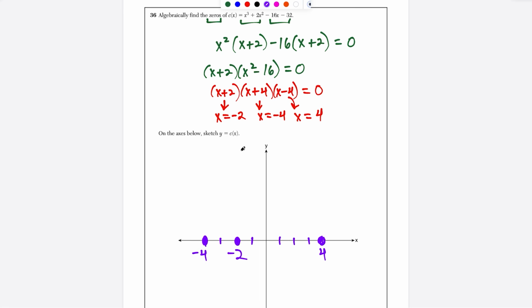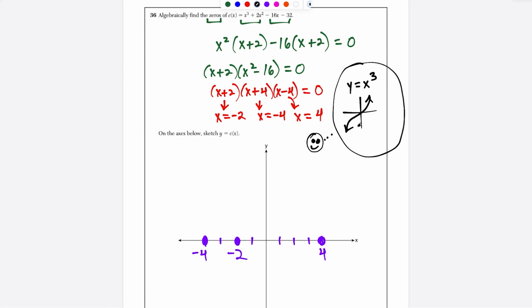And now from here, we could use the calculator, but a nice little trick that you could use is when you're thinking about the end behavior of a polynomial. The end behavior of a polynomial is entirely determined by the leading term. So here, notice that the leading term is x to the 3rd power. So I have y equals x to the 3rd. That's what I'm thinking about. And for this graph, it goes like this. And what this tells us about c of x is that the end behavior is going to be identical to the end behavior of x to the 3rd.